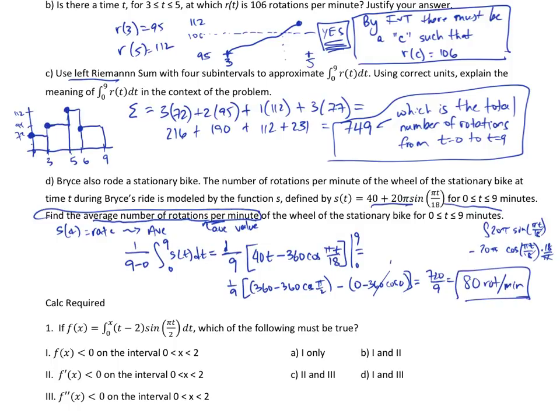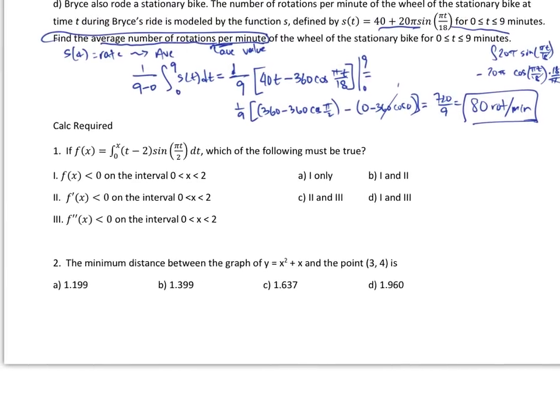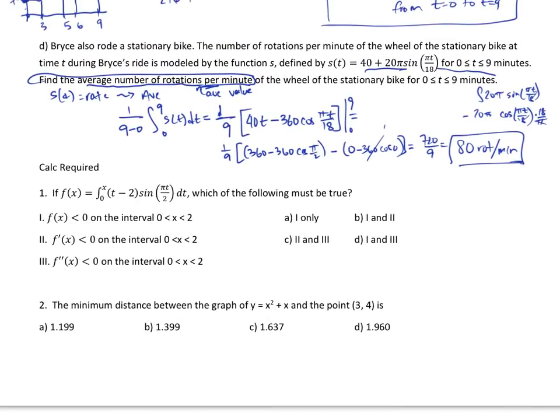Okay. All right, next. These are calculator required questions, so let's take a look at these. On this first one, it says, if f of x is equal to the integral from 0 to x of t minus 2 sine pi t over 2, which of the following must be true? For this one, it says f of x is less than 0 on the interval from 0 to 2. You can go ahead and graph this. Here's what I suggest: graph this on your calculator.